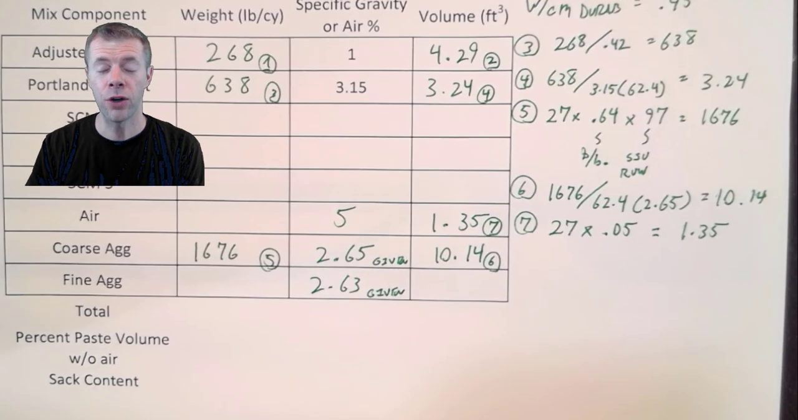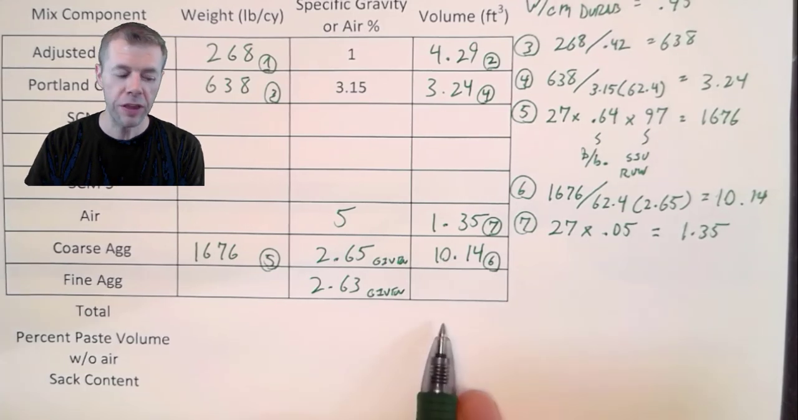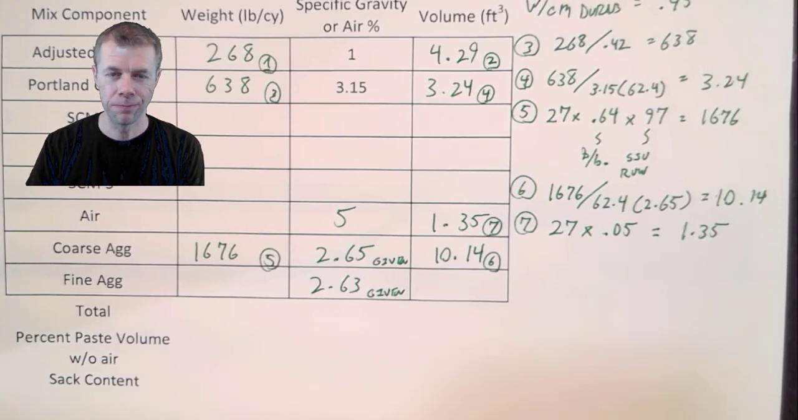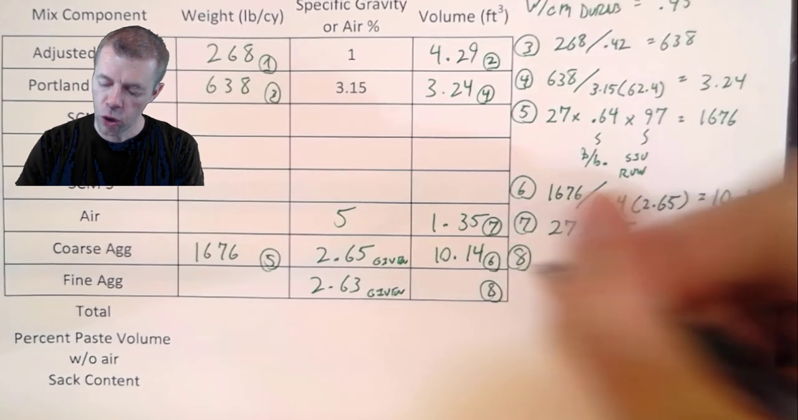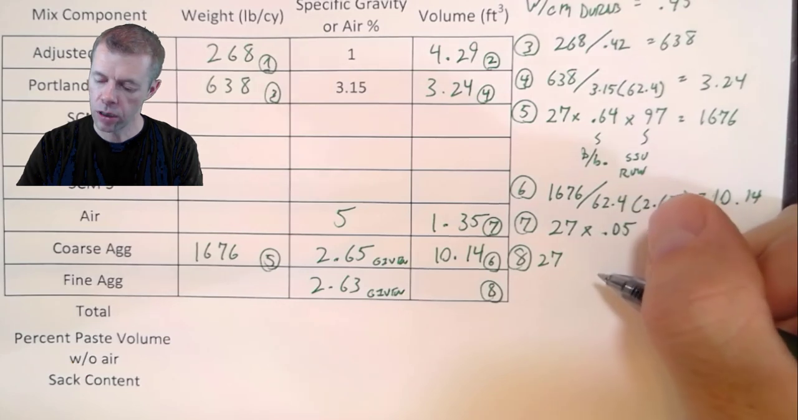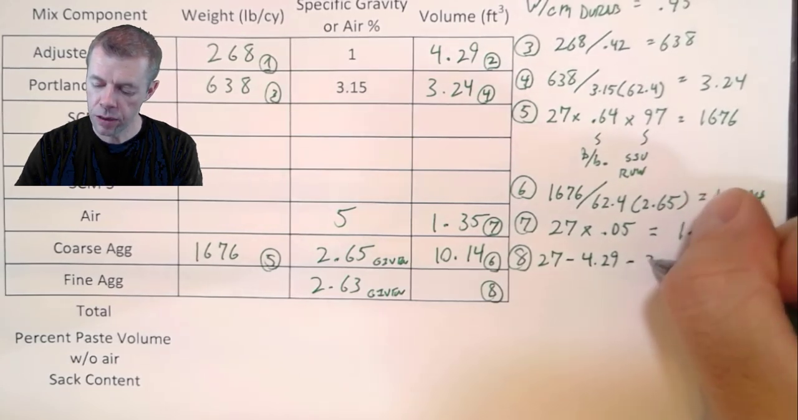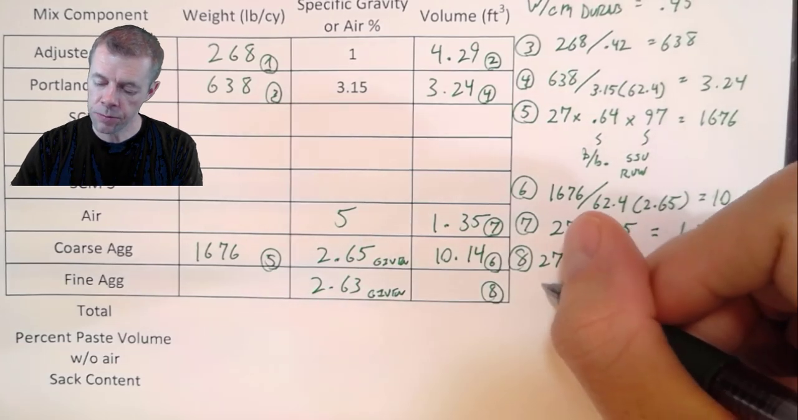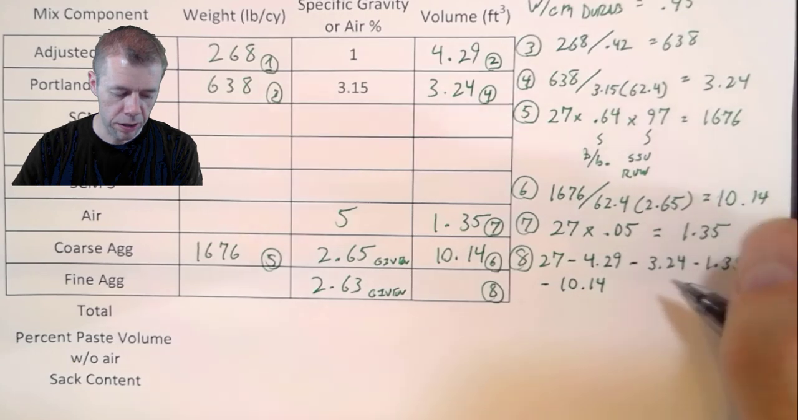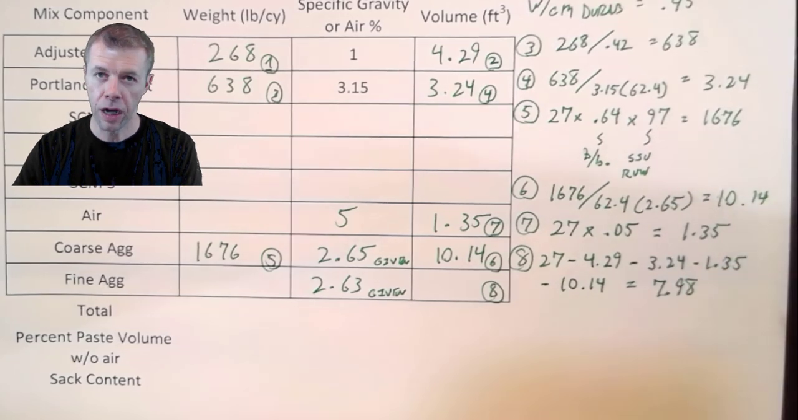Now finally, we're down to our fine aggregate. And if you remember, the fine aggregate is determined by what's left. We basically force the answer at the bottom to be 27 cubic feet. Let me show you. Calculation number 8, we take 27 cubic feet, that's what we're designing for, then we're going to subtract out the amount of water, 4.29. We're going to subtract out the amount of Portland cement, 3.24. Then we're going to subtract out the air, 1.35. And then we're going to subtract out the volume of the coarse aggregate, 10.14. And all of that is going to give us the volume of sand, 7.98.